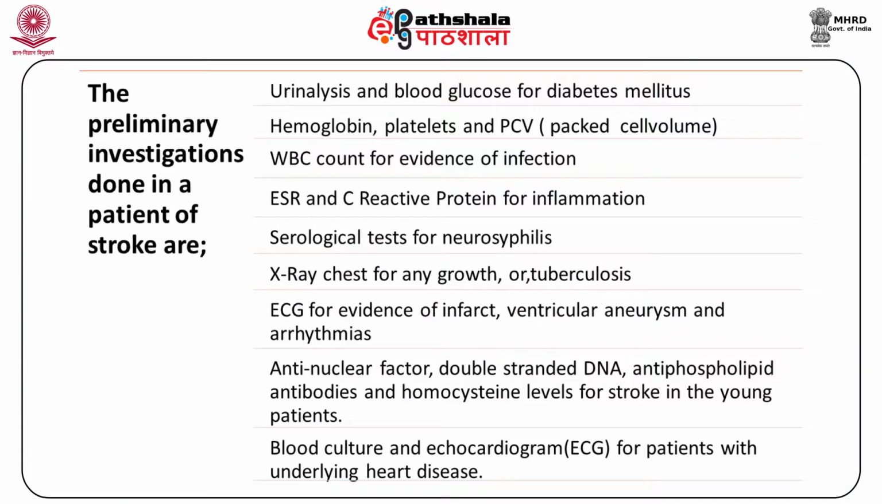Investigations and treatment. The preliminary investigations done in a patient of stroke are urine analysis and blood glucose for diabetes mellitus, hemoglobin, platelets and PCV, that is packed cell volume, WBC count for evidence of infection, ESR and C-reactive protein for inflammation, serological tests for neurosyphilis, X-ray test for any growth or tuberculosis, ECG for evidence of infarct, ventricular aneurysm and arrhythmias, anti-nuclear factor, double-stranded DNA, anti-phospholipid antibodies and homocysteine levels for stroke in the younger patients, blood culture and echocardiogram, EEG for patients with underlying heart diseases.